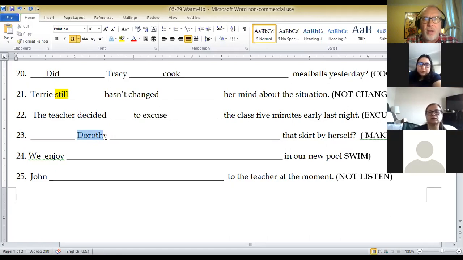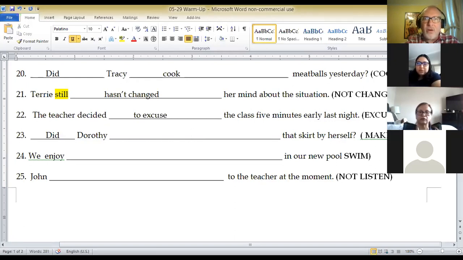We have a person named Dorothy, and we have a skirt. Now, you think this is in general or in the past or the future? General. No, because she's not making many skirts. She's making one skirt, right? And it's already made. So should we say does, is, or did? Does. No, does would be if it was like every day. We're not talking about every day. Is. No, did.